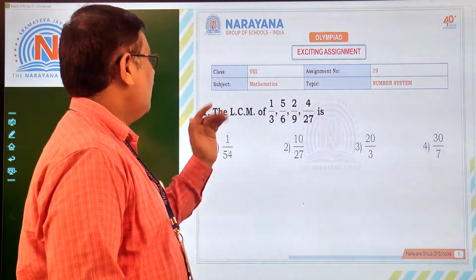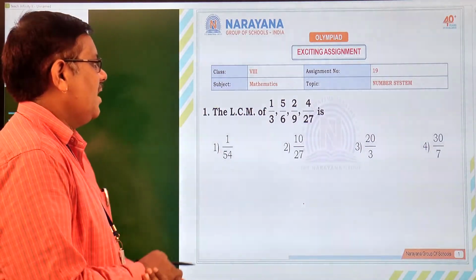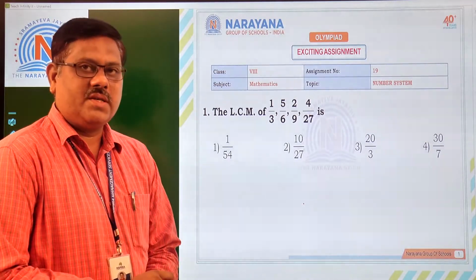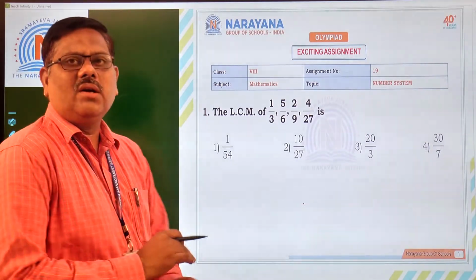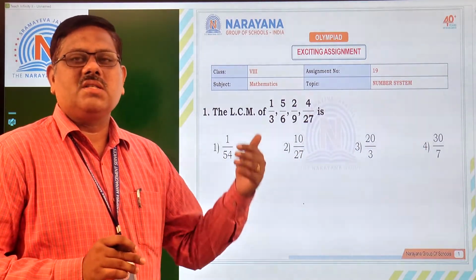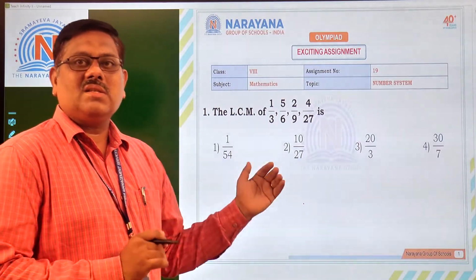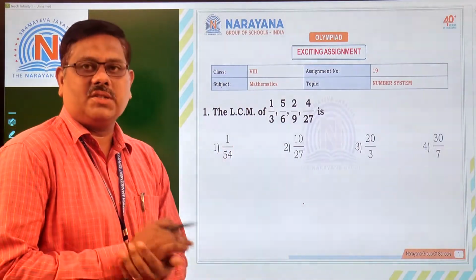Now let us see the first question. The LCM of 1 by 3, 5 by 6, 2 by 9 and 4 by 27 is. Till now we have learned how to find out LCM of some natural numbers. Similarly, how to find out HCF of some natural numbers. But in this particular question, he is asking us to find out the LCM of fractions.